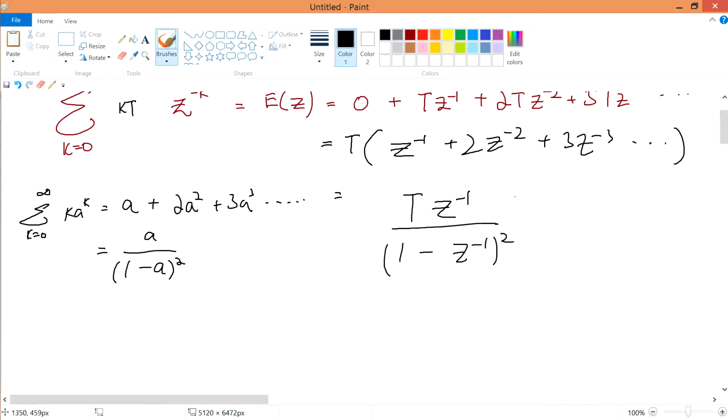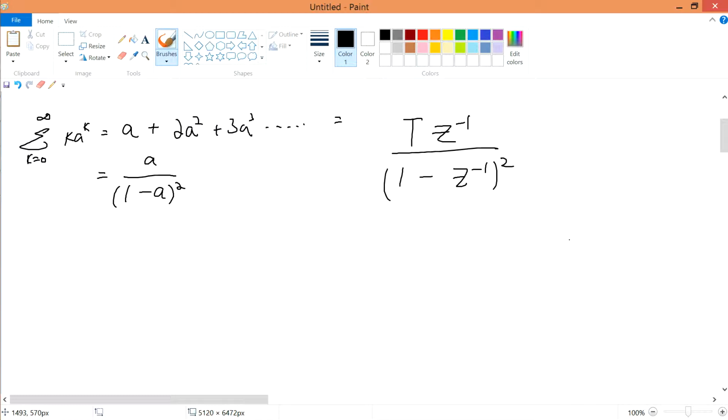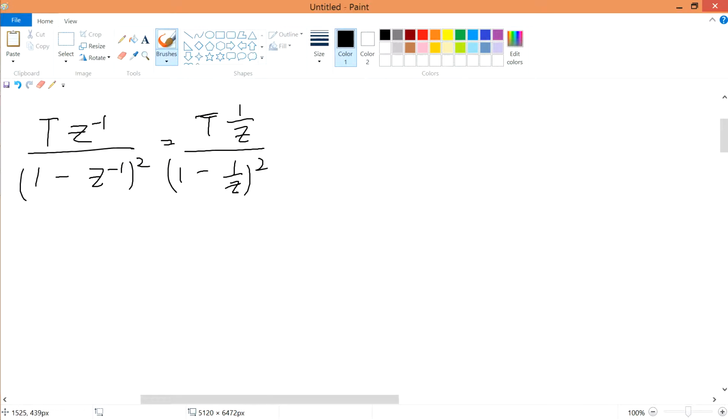The purpose of me in this video is to show you this shortcut method, and also to try to rearrange this thing, because I find that z^-1 is not nice, because normally we don't present it in that manner. So I'll just write it in T over, z^-1 is 1 over z, so this is 1 minus 1 over z, squared. Just put it over here, it's easier for us to read.